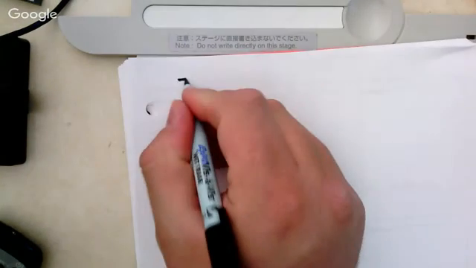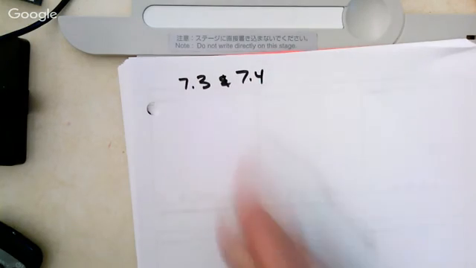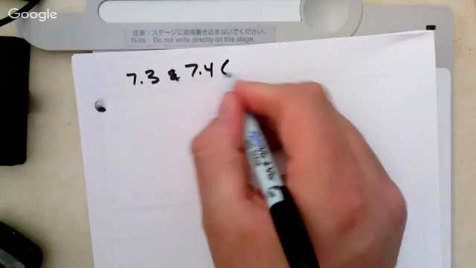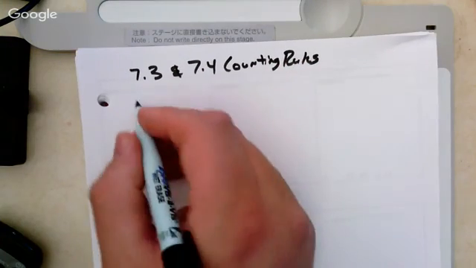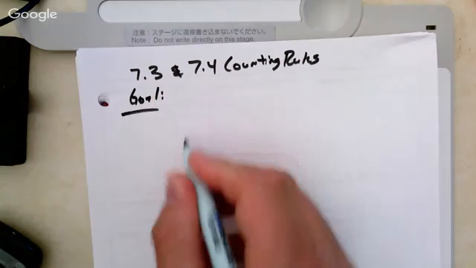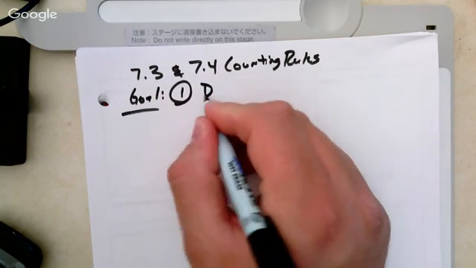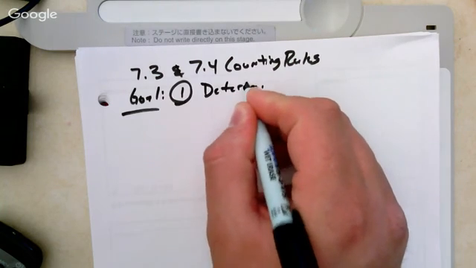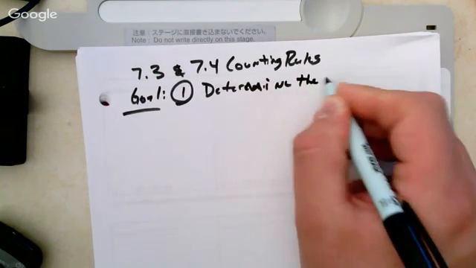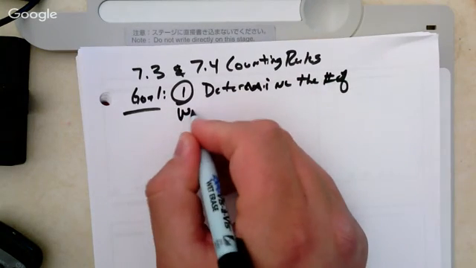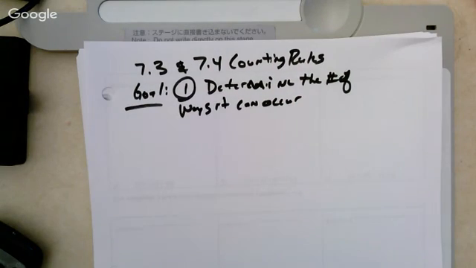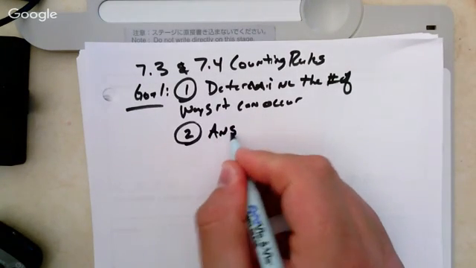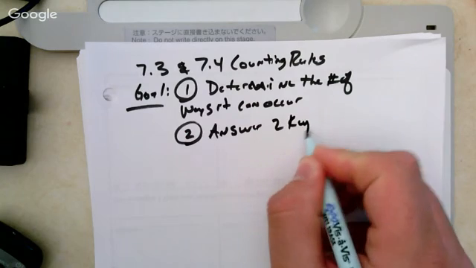Today, 7374. Probably the first time you've ever actually taken notes that you had this title. Today we are going to learn counting rules. The goal for today, number 1, given a situation, you have to be able to determine the number of ways it can occur, which means we have to count. And number 2, answer the 2 key questions, which I'm going to tell you in just a second.